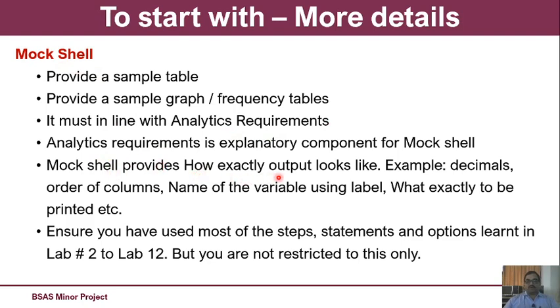The mock shell shows how exactly the output looks like. That's the difference here. For example, decimals: .xx, two-digit xx, means 2 decimals; .xxx means 3 decimals. And the order of columns: in which order the columns should appear, which column should appear, which column should not appear. You have to draw that. Name of the variable using label. You may use a label to give the column a name that differs from the variable name. For example, USN, you can give it in an expanded way. You can give that in the mock shell, how exactly your column name should appear.